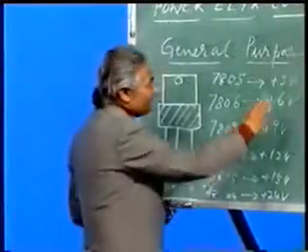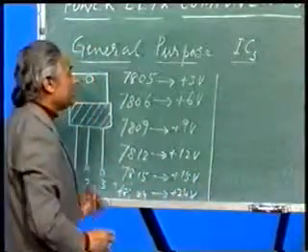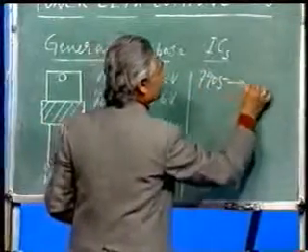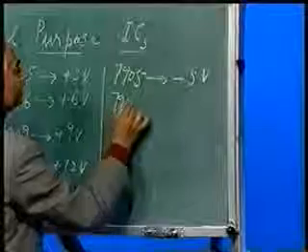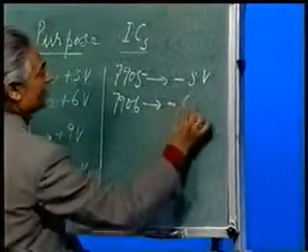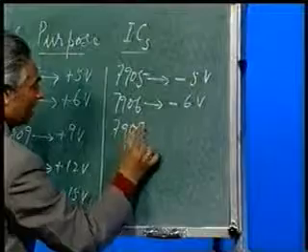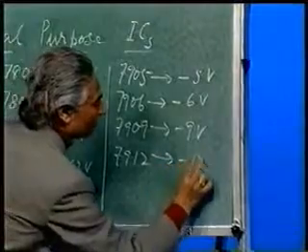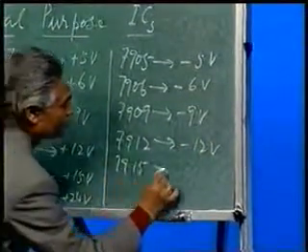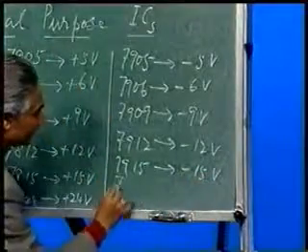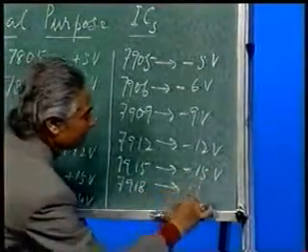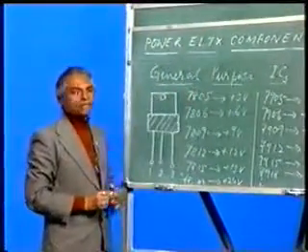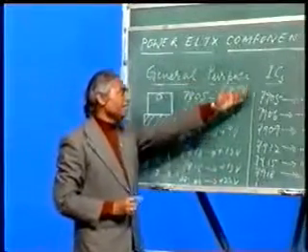Similarly, you can have a negative voltage group also which starts with 79. So if it is 7905, this means minus 5 volt. 7906 minus 6 volt. 7909 minus 9 volts. 7912 minus 12 volt. 7915 minus 15 volt. 7918 minus 18 volts and so on. So you can have all sorts of regulated power supplies both in positive group also, in negative group also.